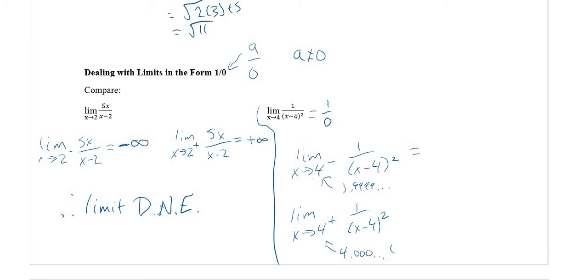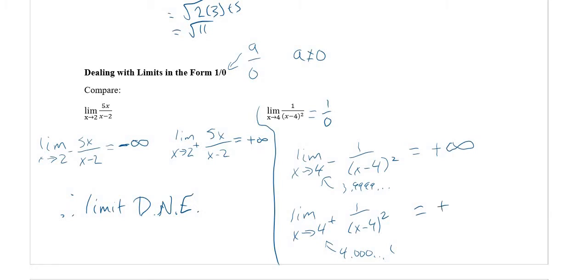big positive number for this one, because if we subtract 4 from that 3.999, we're going to get something very close to 0. And if we square it, it gets even closer to 0. So it's 1 over a very small number, which becomes a very big number. When we look at the right-handed limit, we get the same thing.